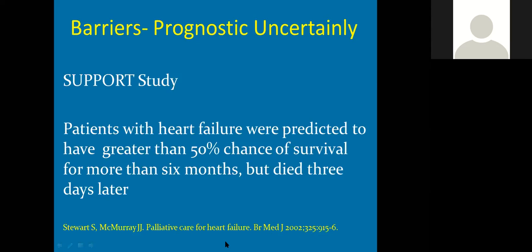So one of the biggest barriers they say is the prognostic uncertainty. They cite this one very interesting study. A patient with heart failure, the doctors predicted that there would be greater than 50% chance of survival for more than 6 months, but they died 3 days later. So much wide prognostic uncertainty. Here we are talking about 6 months, 50% chance, and they died 3 days later. It's a very bad prognostication actually. So with so much prognostic uncertainty, what happens in these kinds of conditions? Next slide.